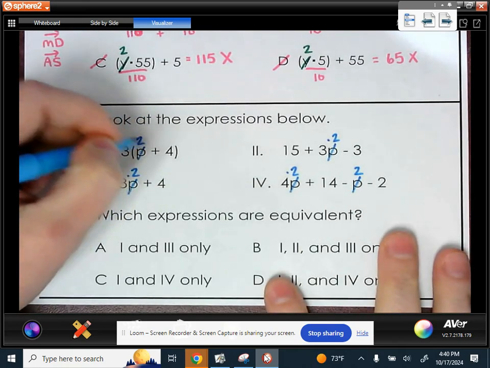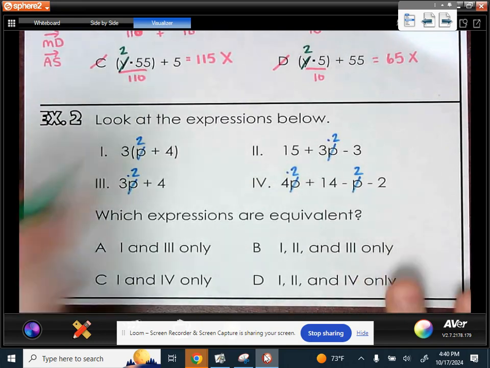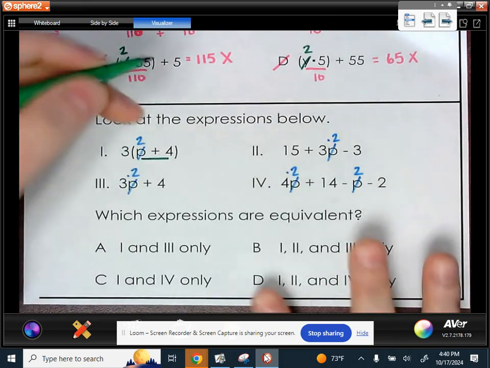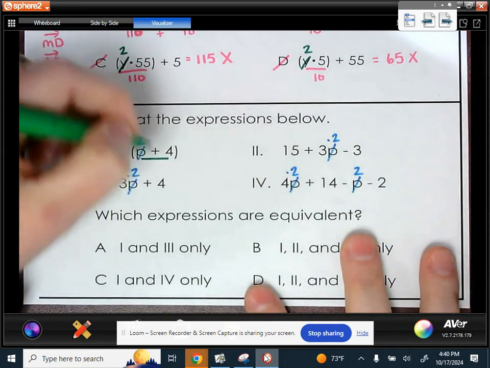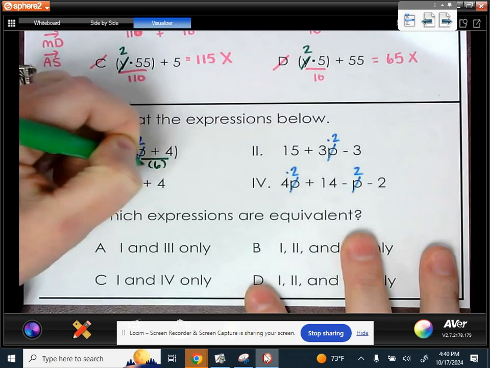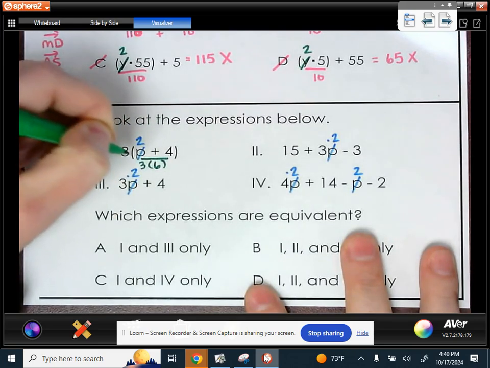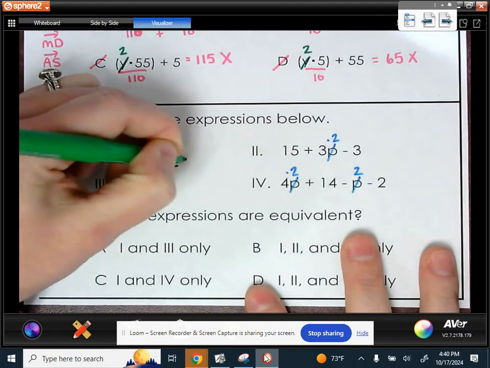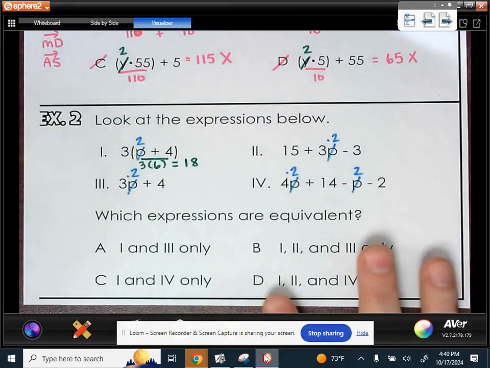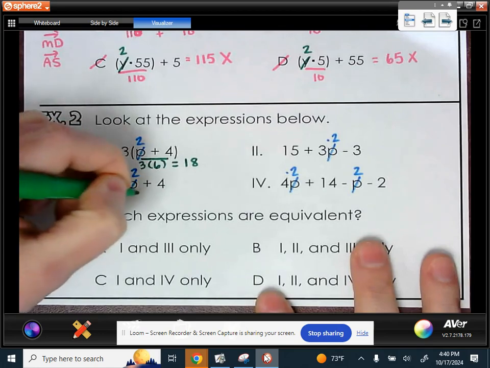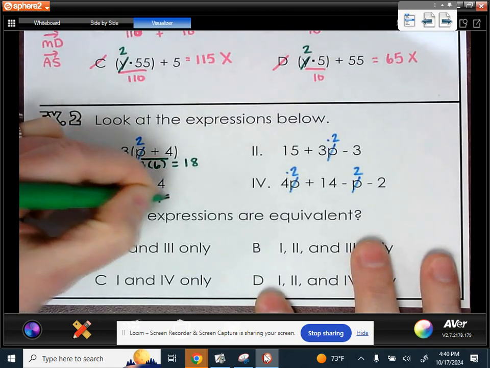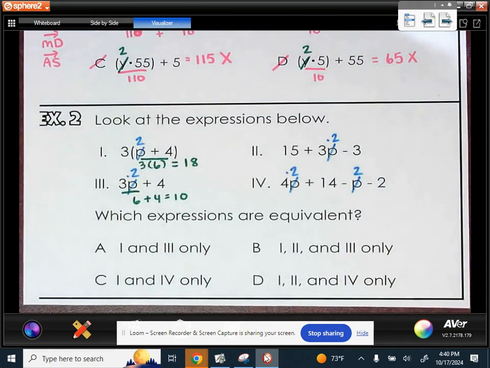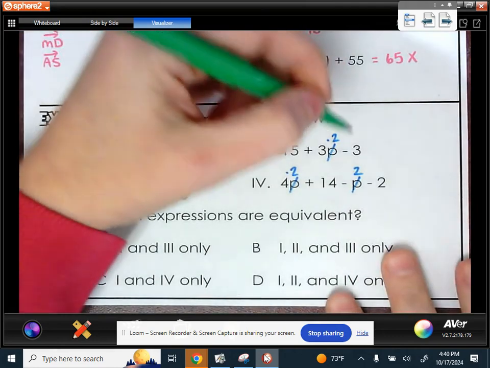Then we can actually work it out. So again, we've got to make sure we do what's in the parentheses first. So 2 plus 4 is going to be 6. And then we still have to do the 3 that's being multiplied by that. And 3 times 6 is 18. Then we're going to solve this one. 3 times 2 is 6. And 6 plus 4 is 10. We know those 2 aren't equivalent. So let's test out the other 2.